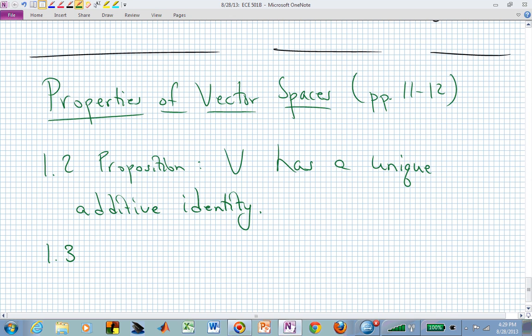It has a 0 vector or a 0 element. So we have this 0 element in our vector space, and it's unique.